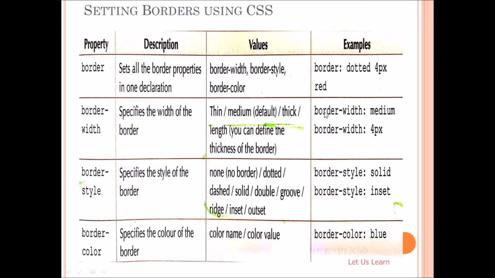For that the syntax will be border-width colon medium, that is a medium width of the border. And next one is style, here it is mentioned as solid style. If you do it practically you will know what kind of output it will come. And the color will be blue. To specify all three properties in a single line, you have to give border colon, first the border width, then the border style, and third the border color.